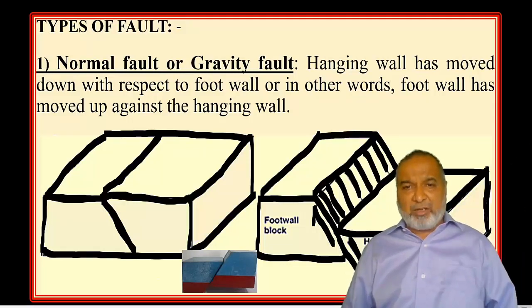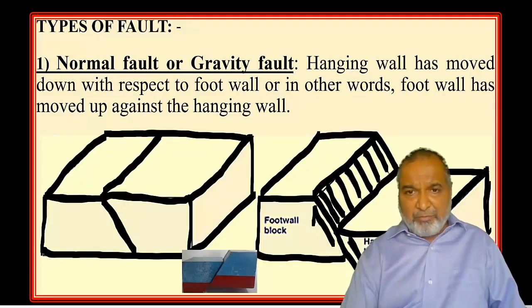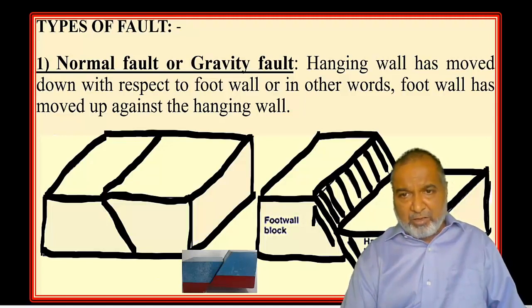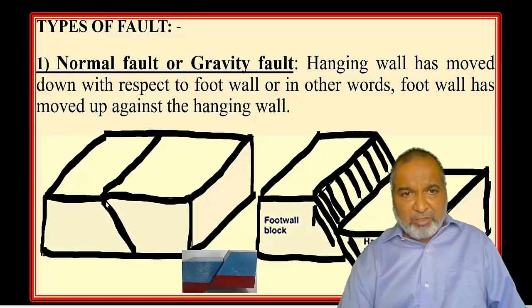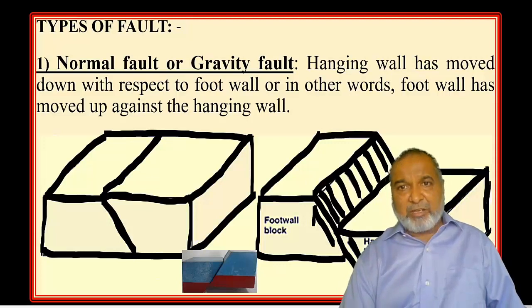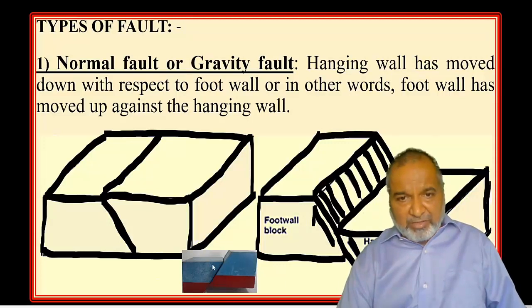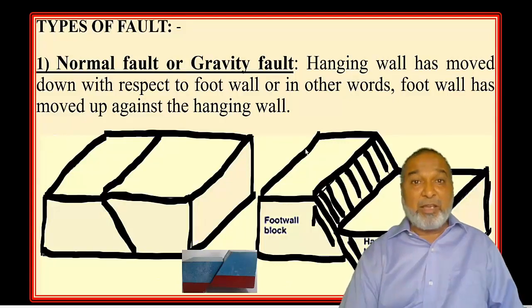That will be also correct. So here we are given this is the footwall, this is the hanging wall, and the relative movement has taken place. That block has gone down and this block has gone up. So this is a fault. After the faulting, this is the position which has taken place. Here now see, the hanging wall goes down. This is the footwall. So this is called a normal fault or a gravity fault.